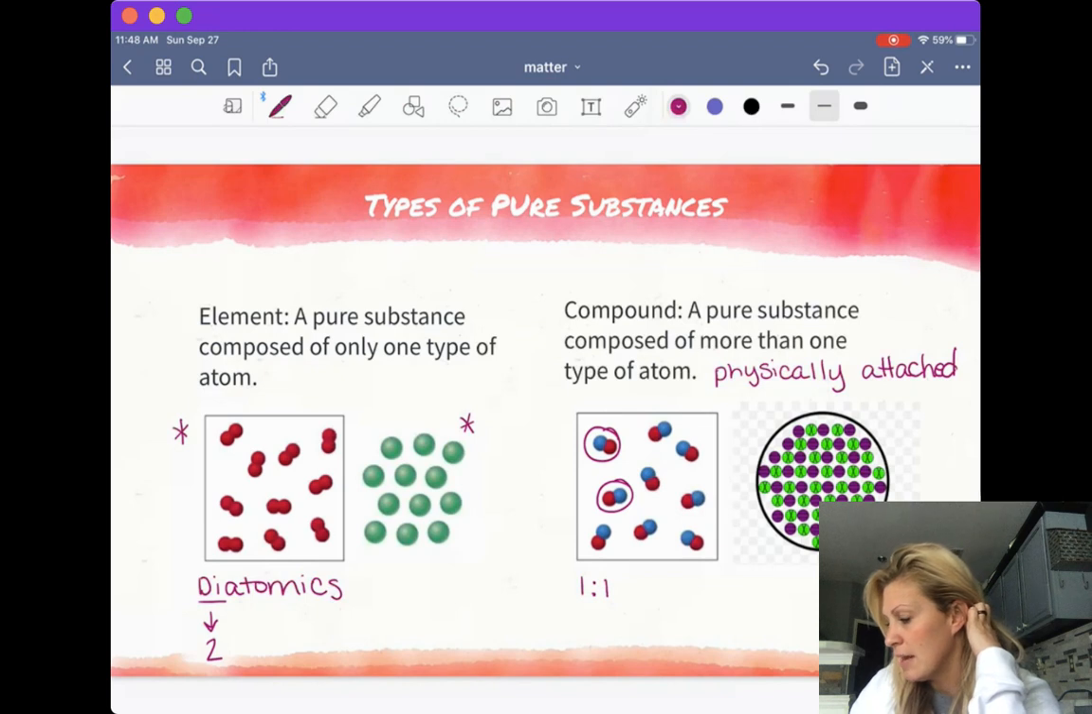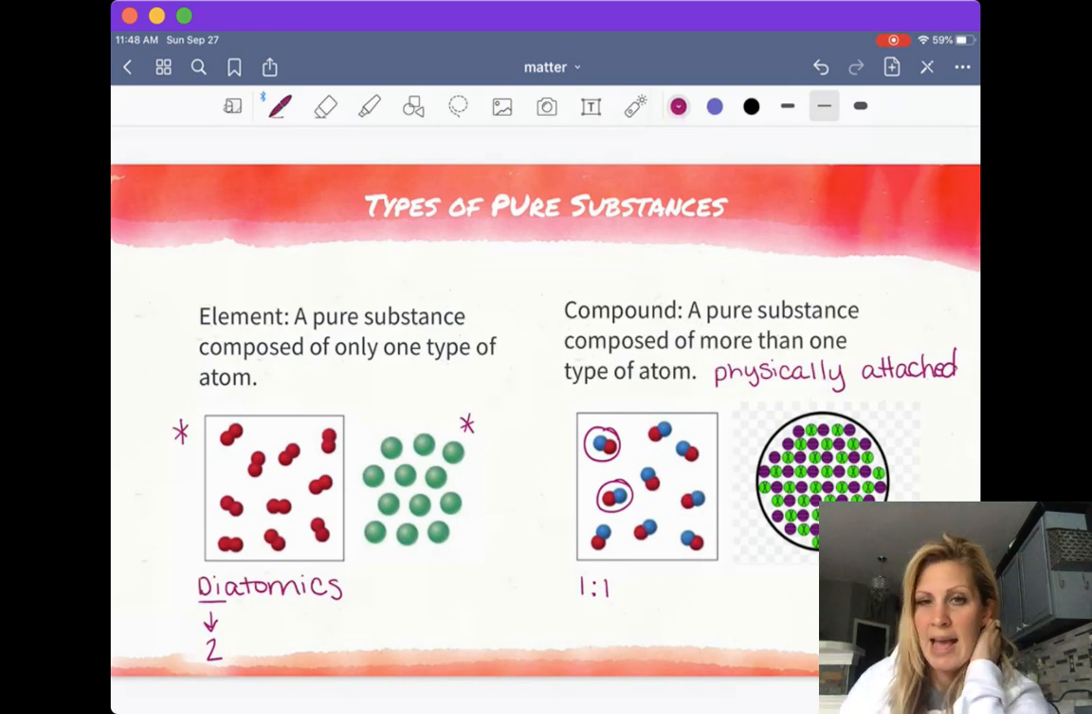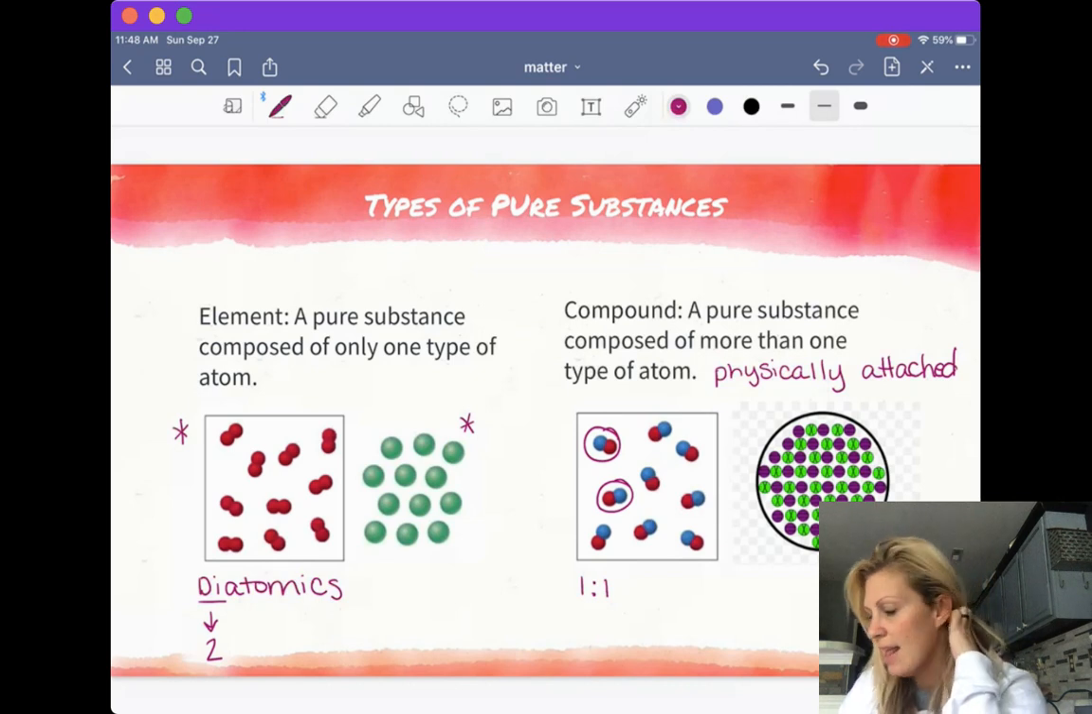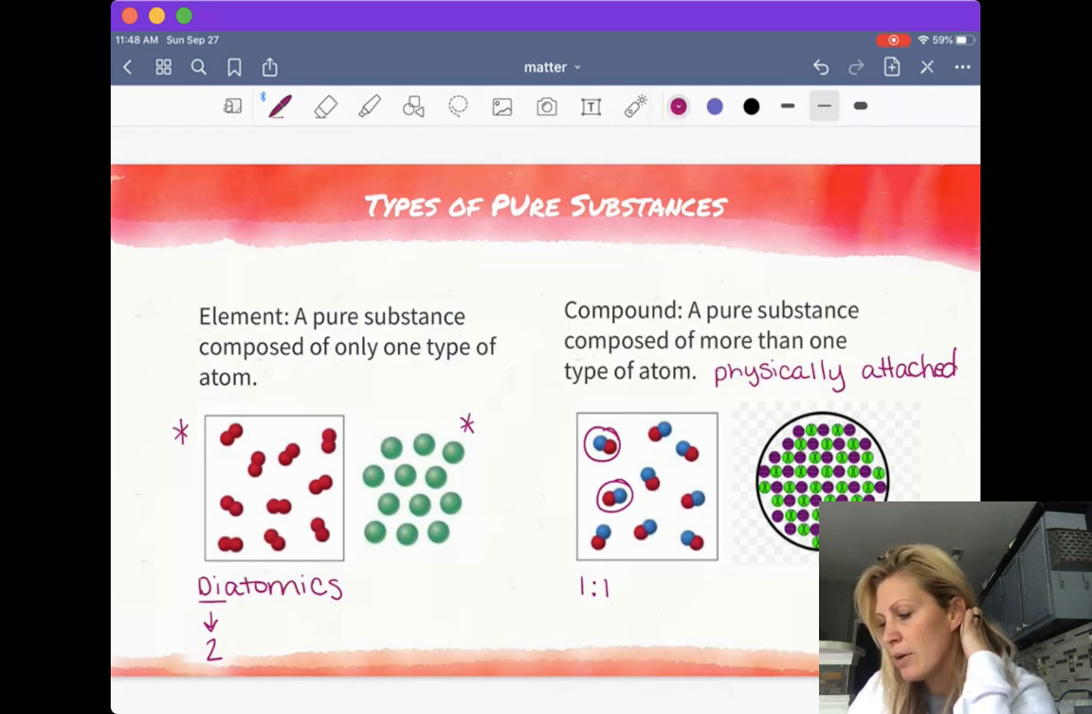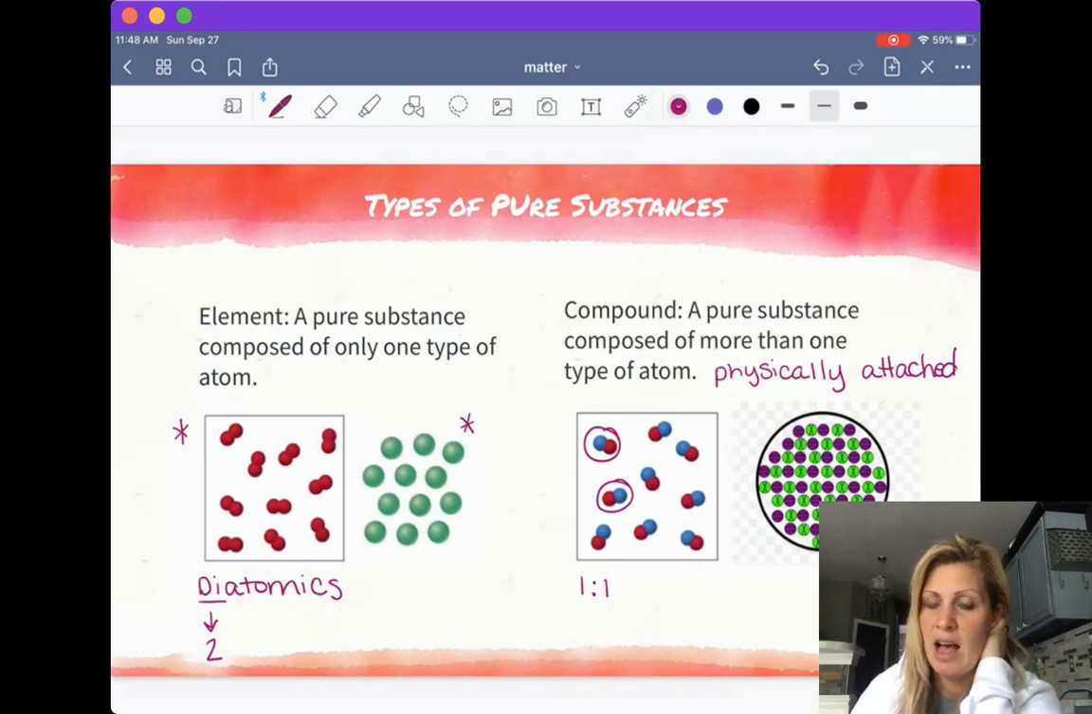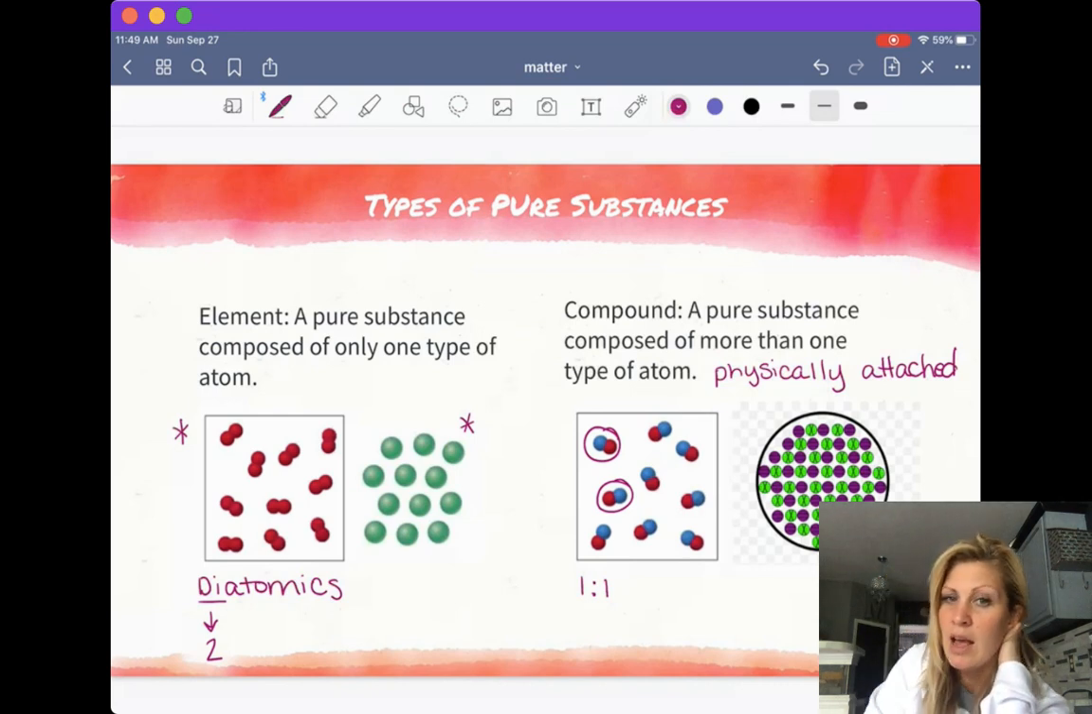Here in this other example to the right, we see the green and the purple. Again, they are physically attached. We also know that it's the same pattern throughout the entire picture, which we learned in the last slide tells us that it is a pure substance. And they are physically attached to one another. So in order to have that compound name, they have to physically be attached, which they are. So it is a compound.